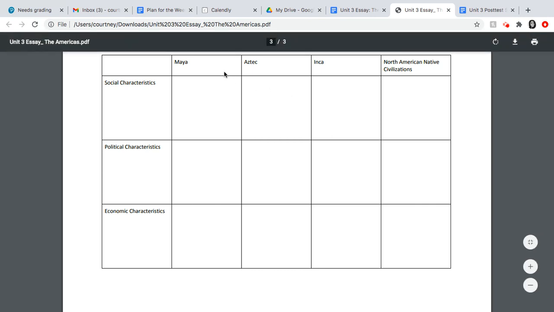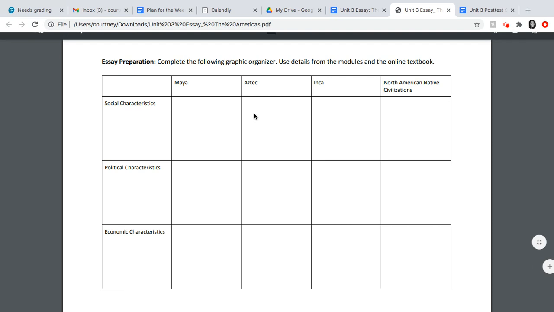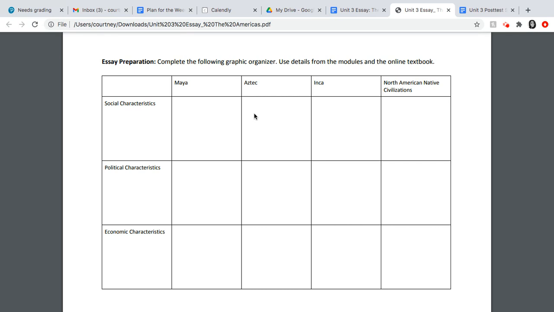So it's broken up into the different civilizations. We have Maya, Aztec, Inca, and then North American native civilizations, and then 3 categories: social characteristics, political characteristics, and economic characteristics. Remember, economics is going to be things to do with money, taxes, jobs, things like that.